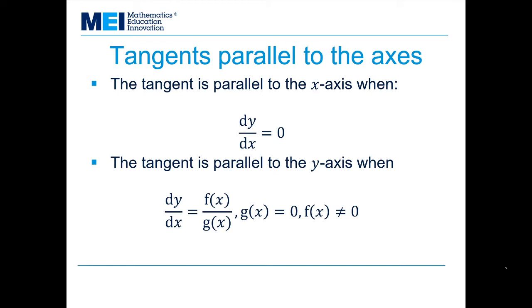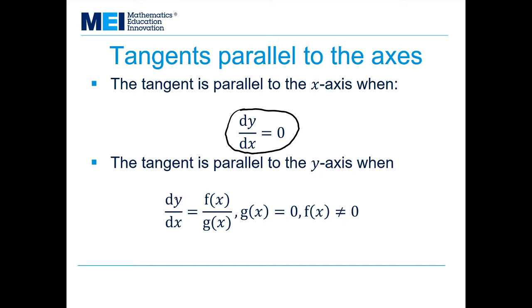You're probably already very used to working out where the tangent is parallel to the x-axis. This is what we look for when we look for a stationary point, and we look for dy by dx being equal to 0. To find where the tangent's parallel to the y-axis, we look for where f of x over g of x, which is dy by dx, has the property that g of x is equal to 0 and f of x is non-zero.